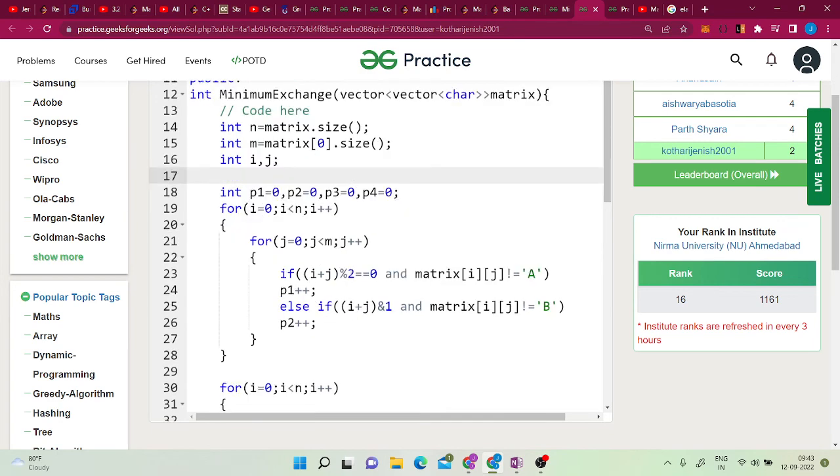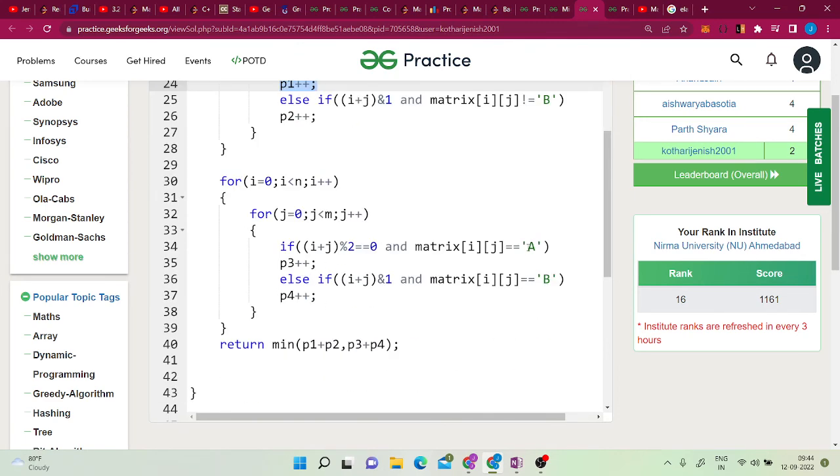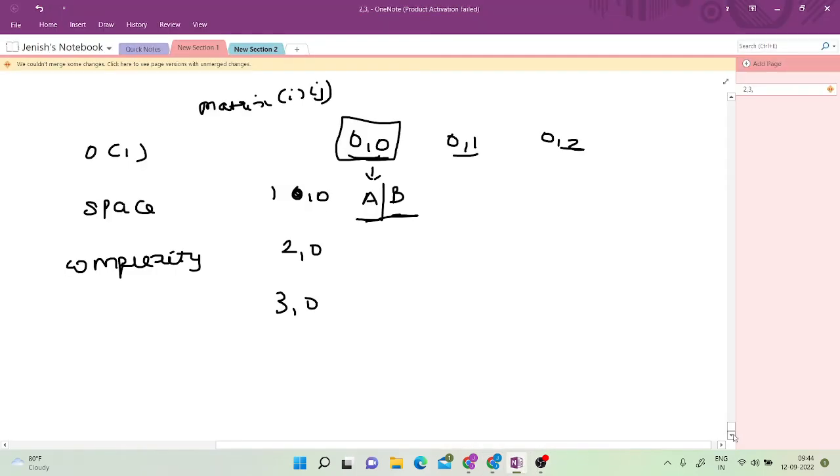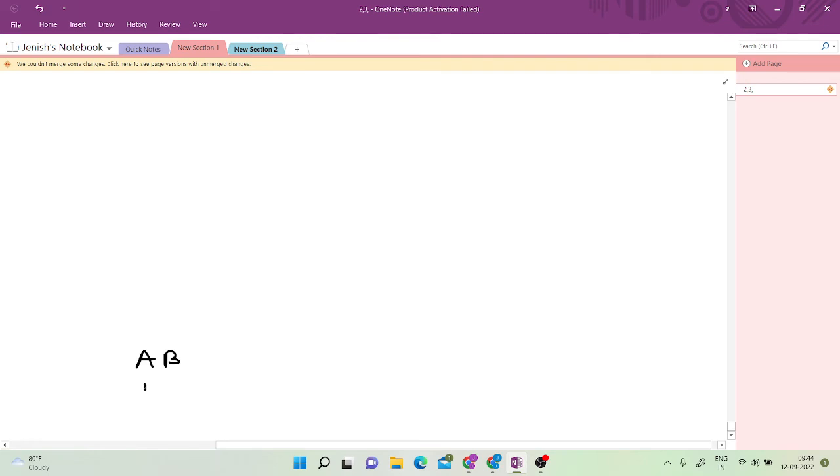Okay, so see, if my i plus j is even, and I am checking that if matrix of ij is not equal to a, then I am incrementing my p1. Okay, and on the other hand, if I am also checking that if my matrix of ij is a, then I am incrementing my count. Okay, so let me see what this is doing, right? So let's say my matrix is ab, ba. Okay, so this is the case. Now initially I am checking if my i plus j is an even sum, it gives me even, then I am checking if there is an a present in my matrix and if there is a b present in my matrix.